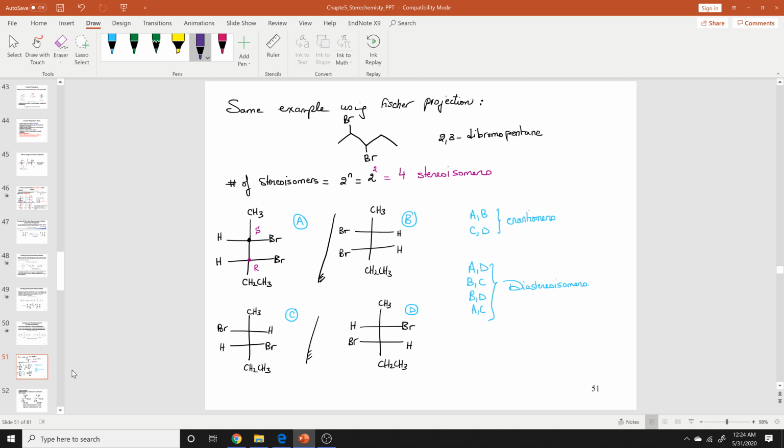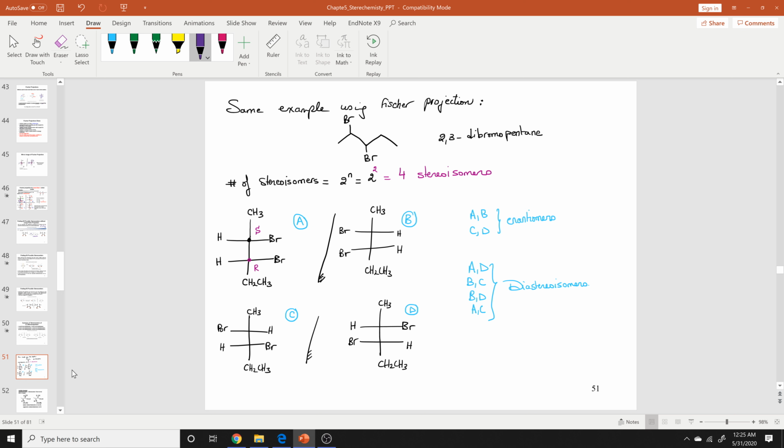Okay, let's do the same example using the Fischer projection. It's way easier. When you're doing the Fischer projection, find the number of stereoisomers and then go ahead and change it into a Fischer projection. Now, once you change it into a Fischer projection, notice the groups are different, and we're going to talk about these groups in a second.